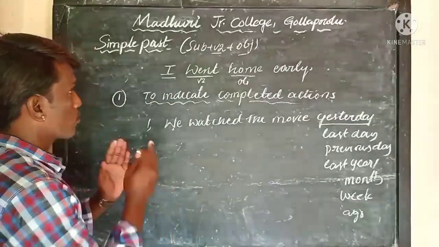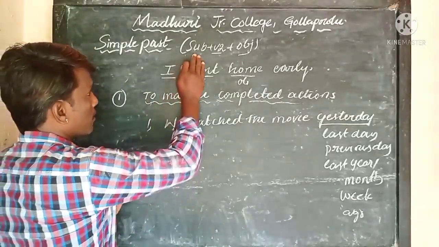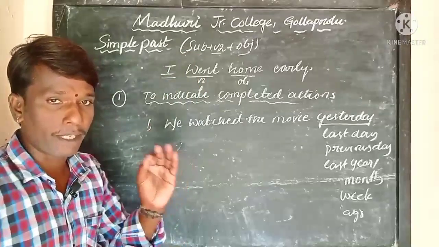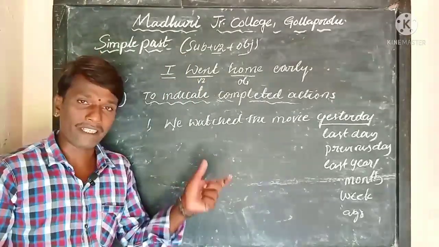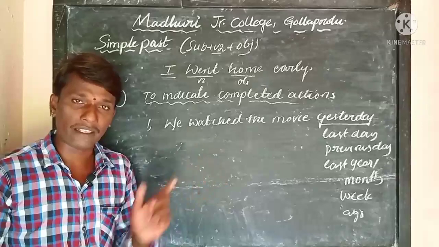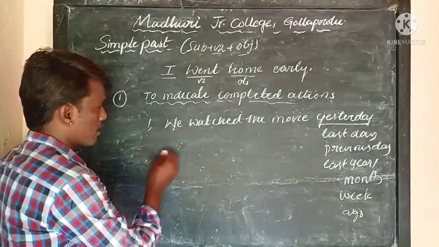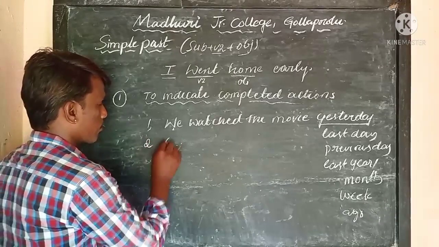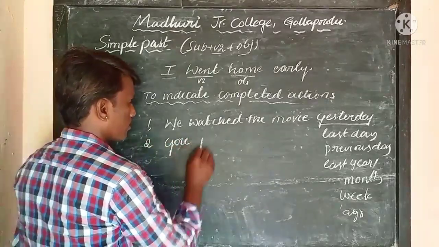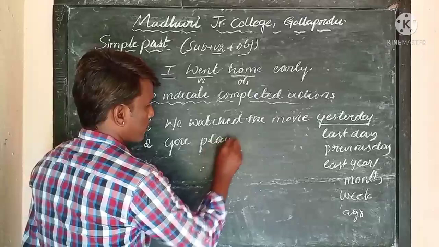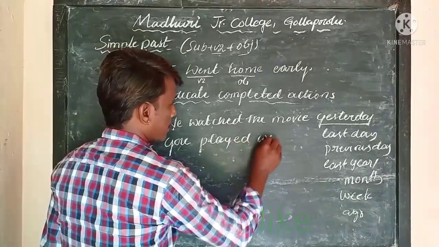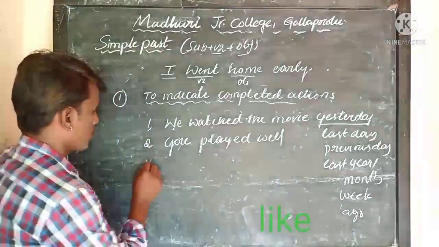As I already mentioned, the structure of the simple past tense is subject plus V2 plus object. Subject is nothing but either a noun or a pronoun, and in the same way object is also either a noun or a pronoun. So this is the best example. Let me write you another example. You played well. So this is also another one.